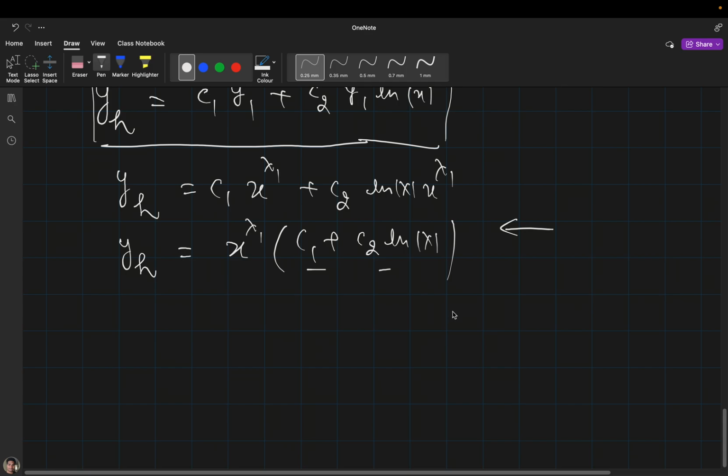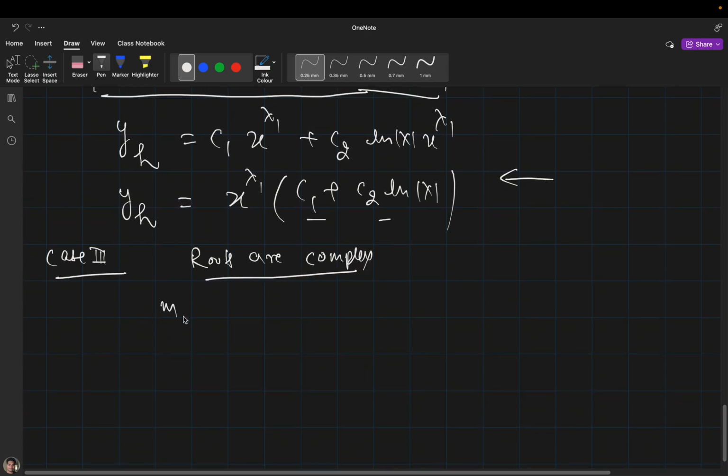Okay, now let's move to case 3, when roots are complex. Okay, roots are complex, which means that roots will be in the form of like this.